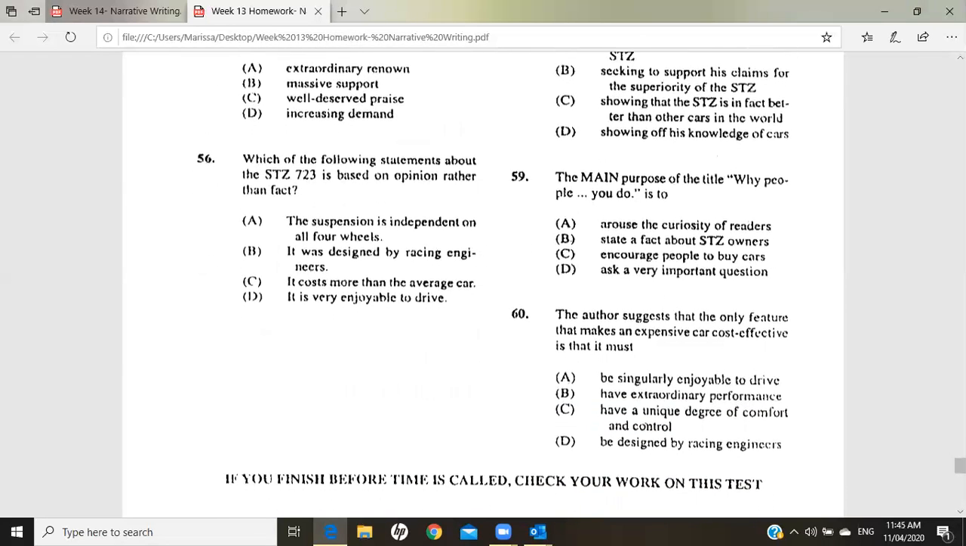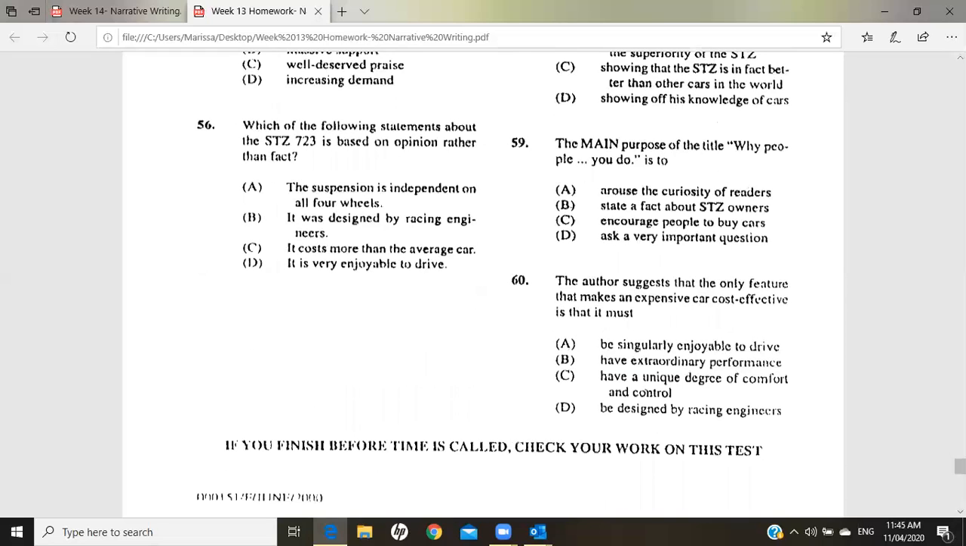59 says, the main purpose of the title, Why People You Do, is to do what? Sushmita, what is the main purpose of the title? D. 59, it's not D. What's the purpose of asking a question? Because it was a question. A. Yes, the answer is A. To arouse the curiosity of the readers. So you want to get the readers curious, trying to figure out, okay, what is so special about this vehicle? So that they would be curious enough to continue reading.